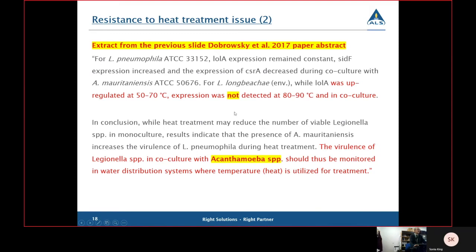So what they're basically saying here, expression was not detected at 80 to 90 degrees C and in the co-culture. In conclusion, while heat treatments may reduce the number of viable Legionella species in monoculture, results indicate that in the presence of Acanthamoeba increases the virulence of Legionella during heat treatment. The virulence of Legionella in co-culture with Acanthamoeba species should be monitored in a water distribution where heat is utilised for treatment. And this is where the advantage of copper silver lies.